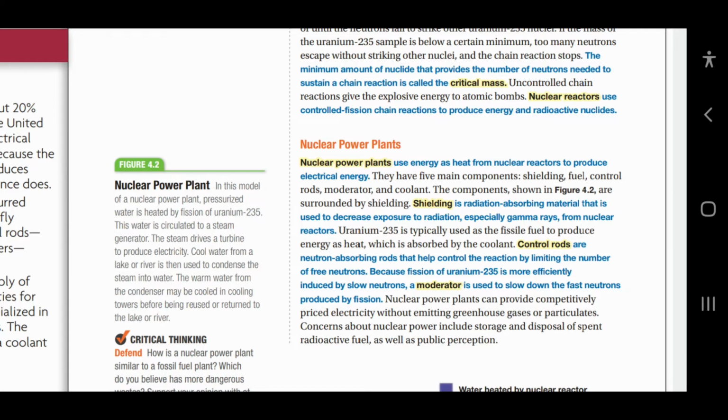Now, uranium-235 is typically used as the fissile fuel to produce energy as heat, which is absorbed by coolant. And we're going to talk about coolant later. Now, the second component is control rods, which are neutron-absorbing rods that help control the reaction by limiting the number of free neutrons.